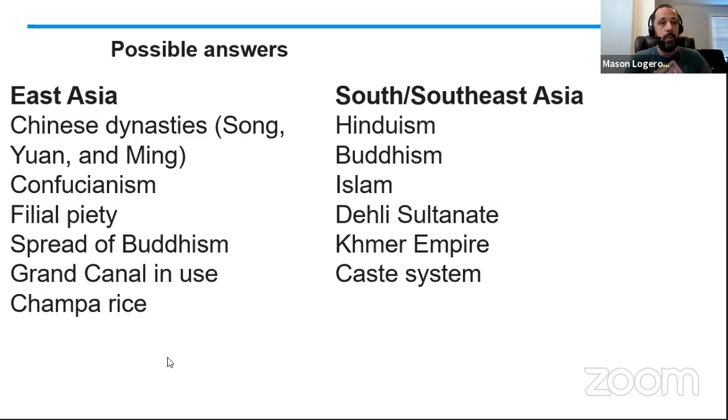Hopefully, you put down some of the major religions and religious traditions in these areas. In East Asia, Confucianism, and eventually Buddhism. In South Asia, Hinduism, Buddhism, and then Islam spreads there. Southeast Asia, Buddhism and Islam are obviously very big. And we're going to talk about each of those today as well.